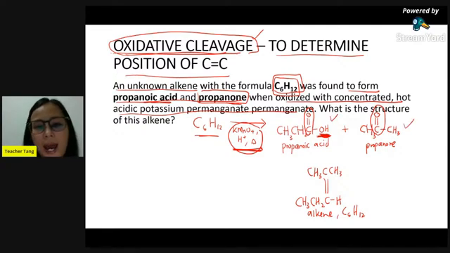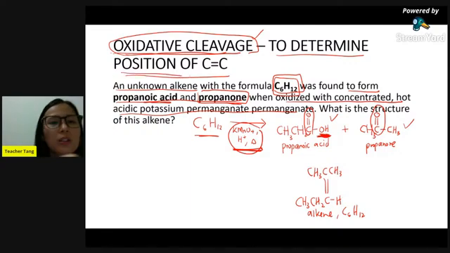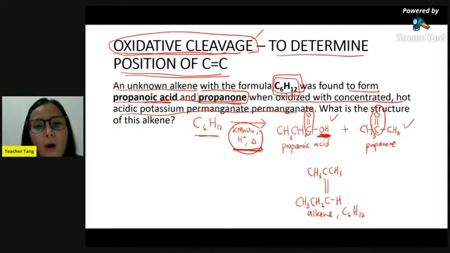So again, why we want to do oxidative cleavage is to determine the positions of the carbon-carbon double bond in the alkene. From the oxidative cleavage products, propanoic acid and propanol, we only need to find the place to form the carbon-carbon double bond. So where? It must be the C double bond O, C double bond O. Remove the oxygen, join back the carbon-carbon double bond to get the alkene.